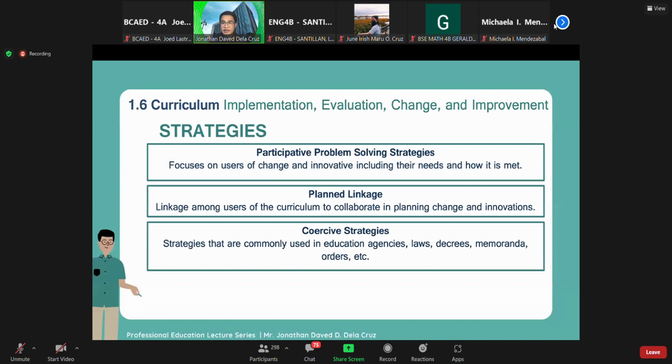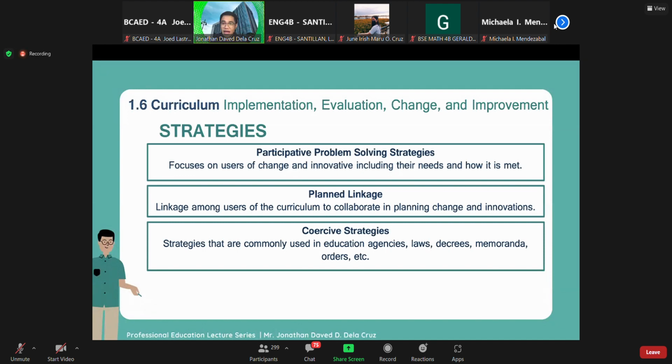Coercive strategy. Ito yung coercive strategy. Ito yung nangyari sa atin sa K-12 because it's a law. It's RA 10533. It's a mandate that we have to follow. Ibig sabihin, whether we like it or not, we have to have a curriculum change.